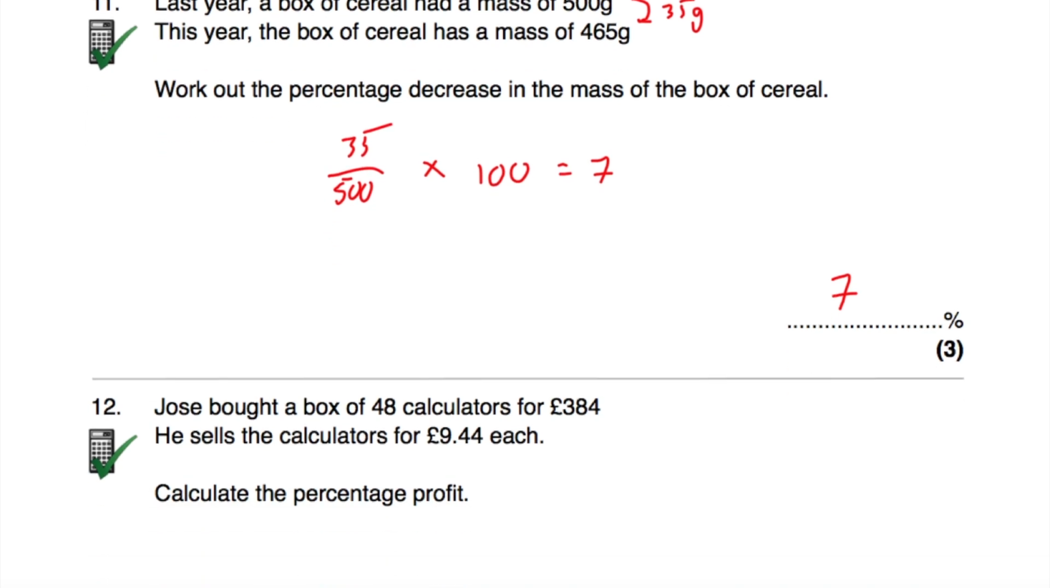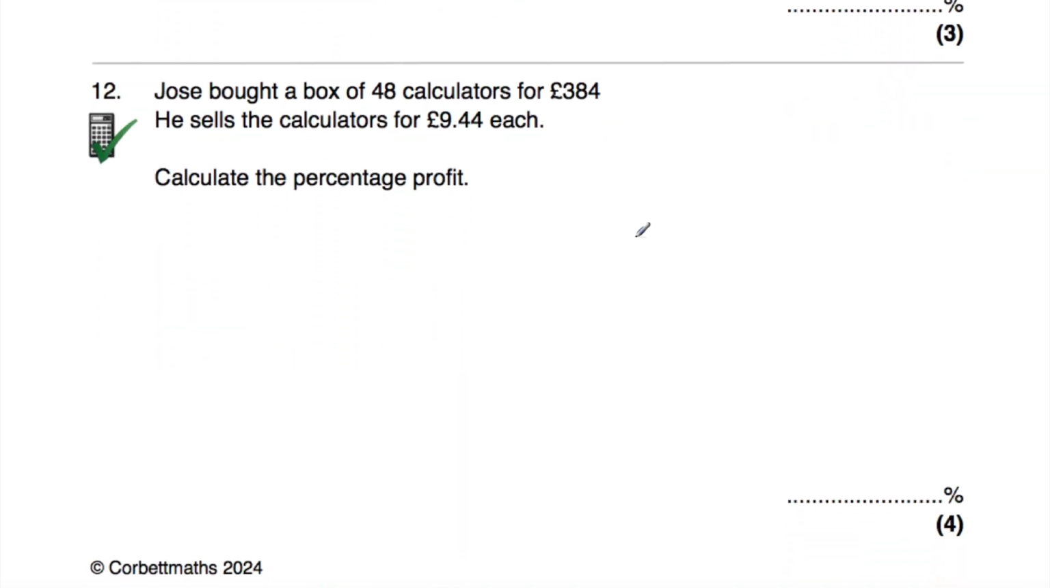Okay, let's look at our next question, question number 12. Question number 12 says, Jose buys a box of calculators, 48 calculators, for £384. He sells the calculators for £9.44 each. Calculate the percentage profit. Okay, so he buys 48 calculators for £384 and then he sells them for £9.44 each.